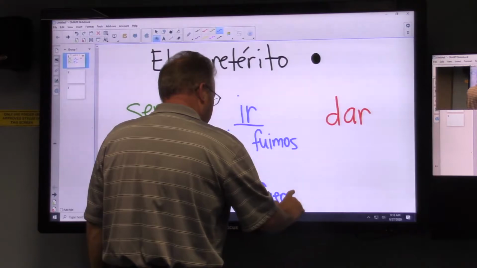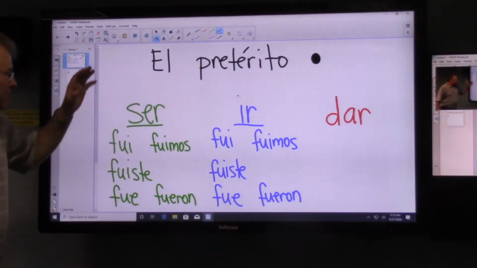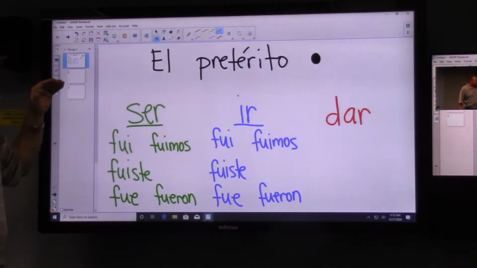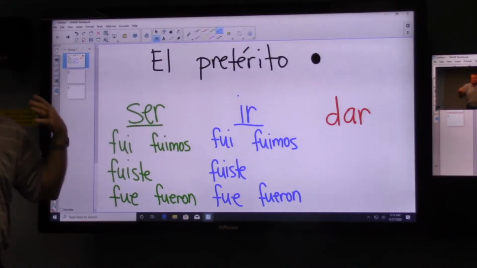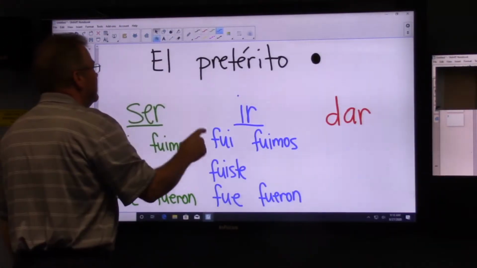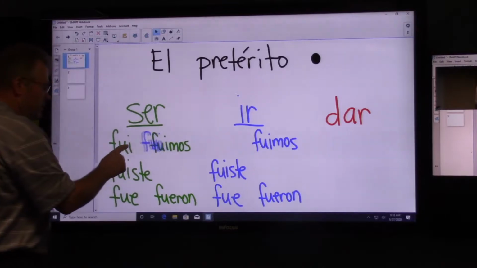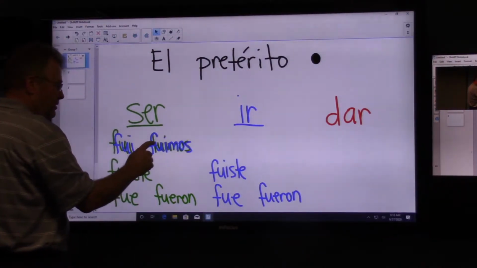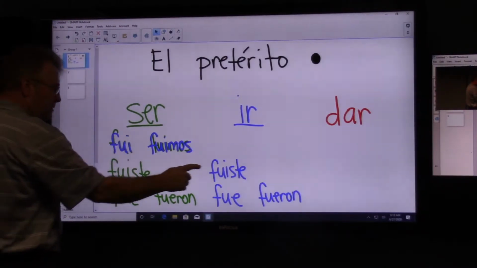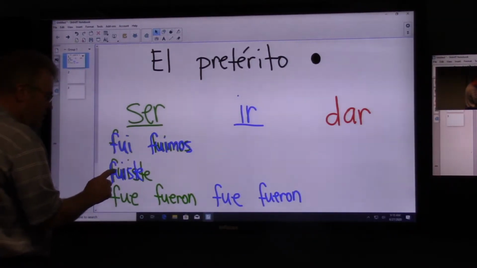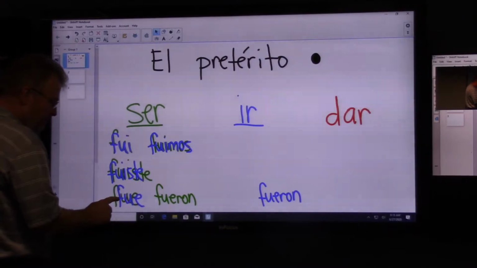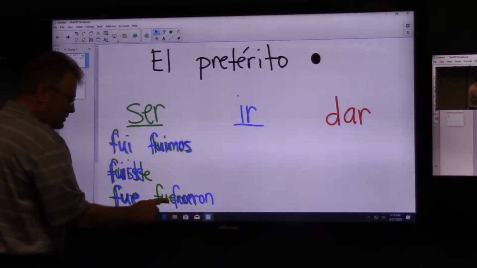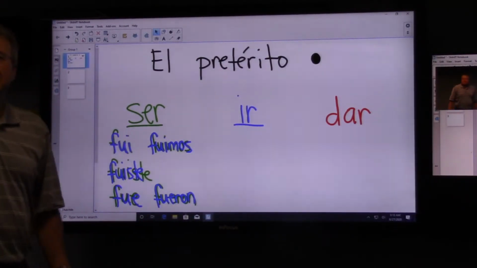Wait a minute. The preterite conjugations of the verbs ser and ir appear to be identical. They are the same exact words. Look, magic of technology. Let me scoot these over. Aren't they the same words? Right? Fui, fuiste, fue, fuimos, fueron. They're the same exact words.